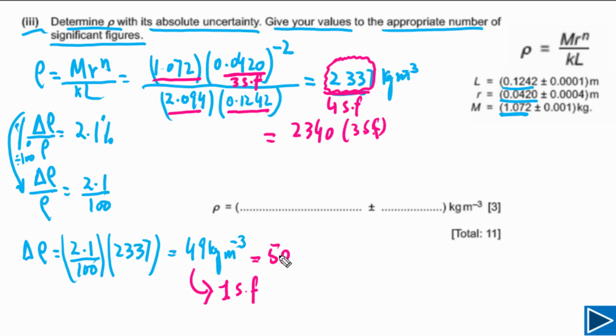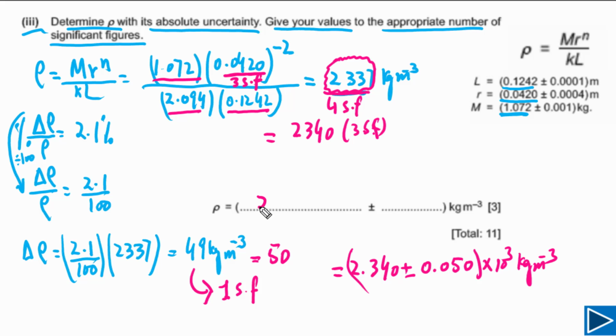Now let's try to write down our final answer. So the final answer you can simply write down like this. This is 2.340 plus minus 0.050 kg per cubic meter, and this will be multiplied by 10 to the 3. So this is our final answer. This is how you can write it down. Simply you can write here, this is 2340 and this is 50.